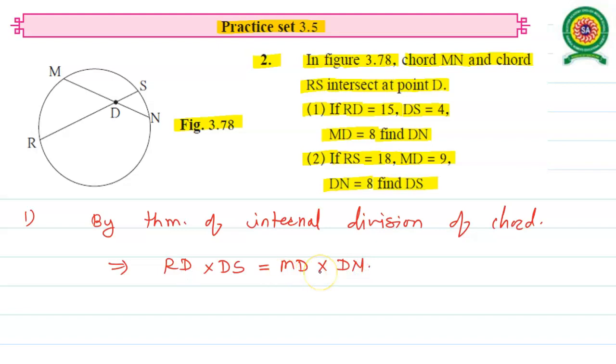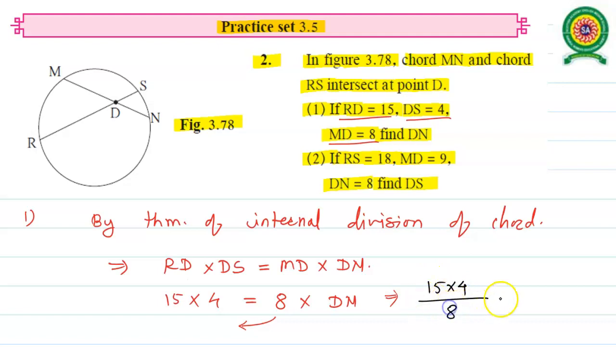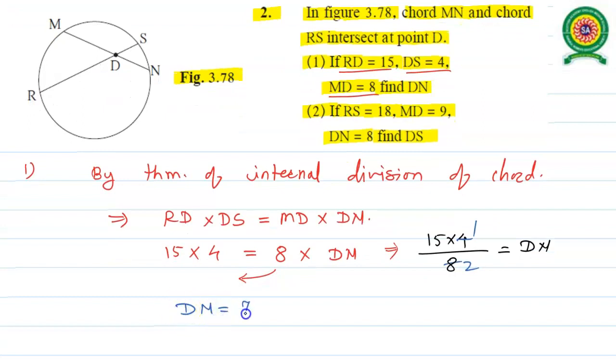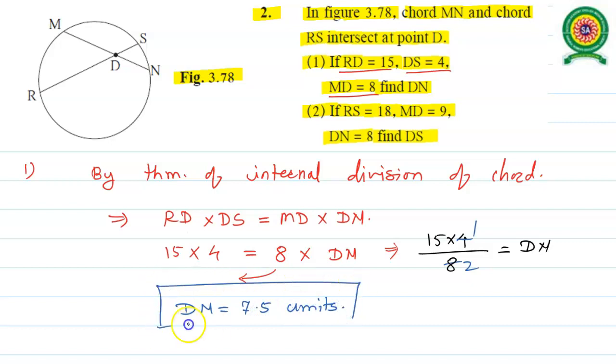Replace the values. We have RD equals 15 into DS equals 4, that equals MD equals 8 into DN, which we have to evaluate. Now once we shift the 8 from RHS to LHS, 8 is a multiplier, after shifting it becomes a divisor. Divisor to whom? 15 into 4 divided by 8 equals DN. Now 4 ones are 4, 4 twos are 8. 15 divided by 2, we get 7.5. So the value of DN is 7.5 units.